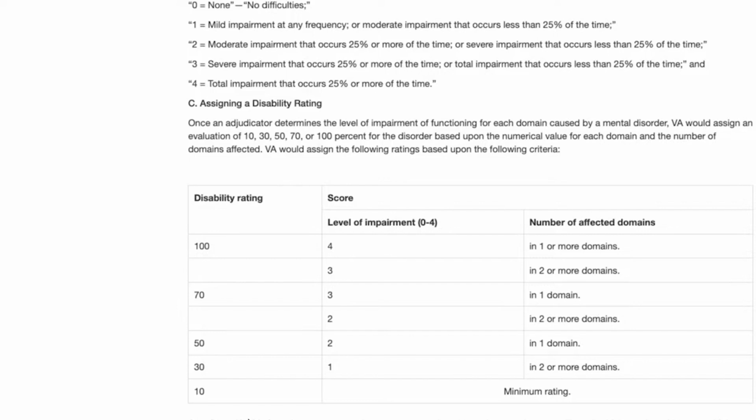So that's why if you have at least one that comes off as mild, you need at least the one mild to get a diagnosis, and that gets you the 10% minimum.